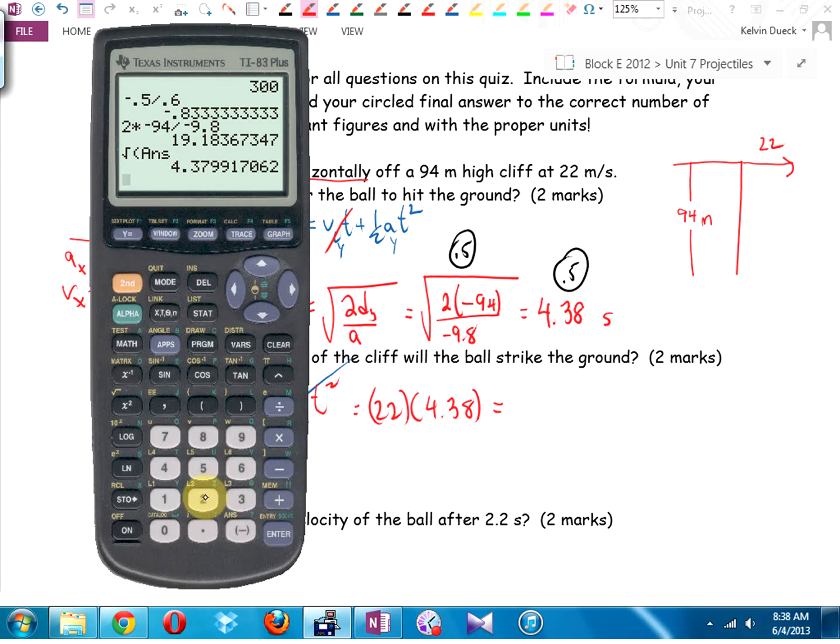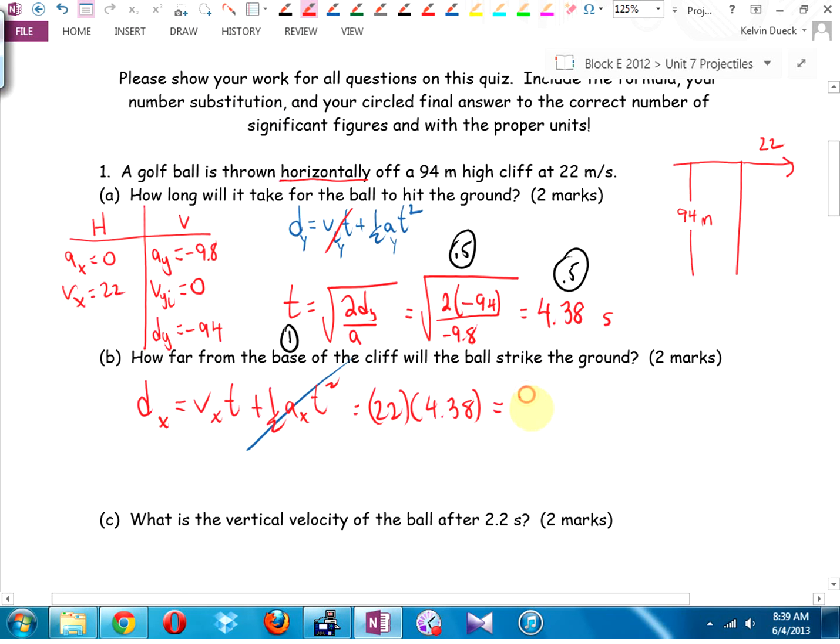22 times 4.38 on my calculator is the range: technically 96.4 meters, to 2 sig figs technically 96 meters. Again, I would probably give you 1 mark for that, a half mark for that, and a half mark for the answer.